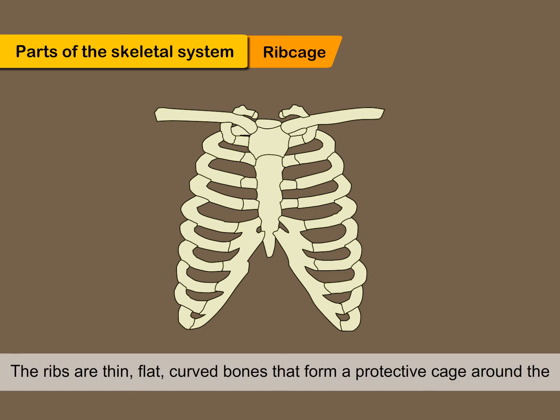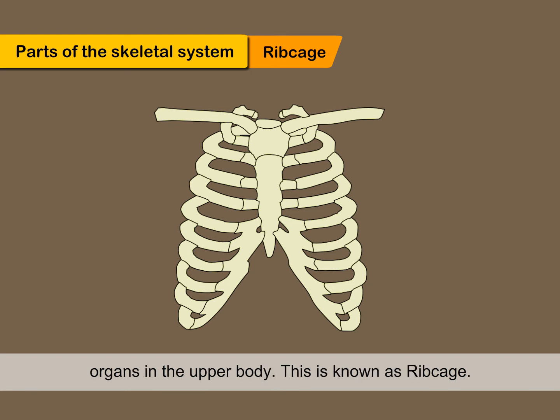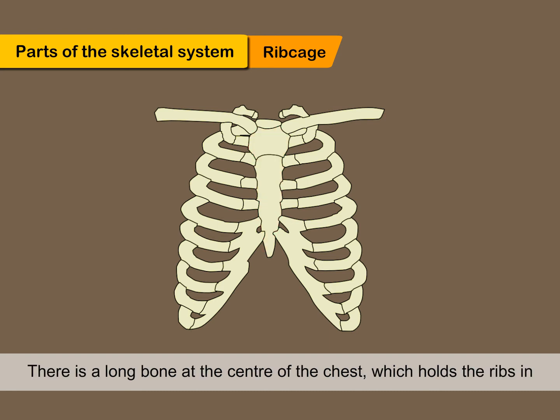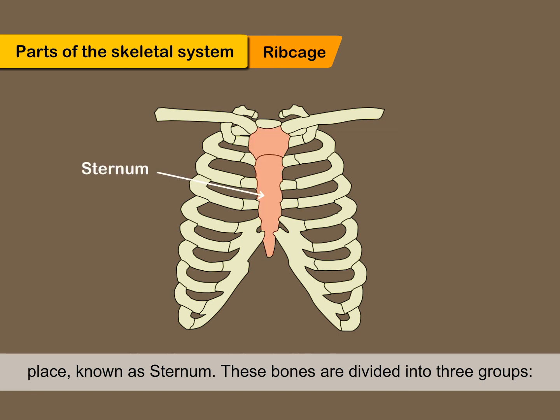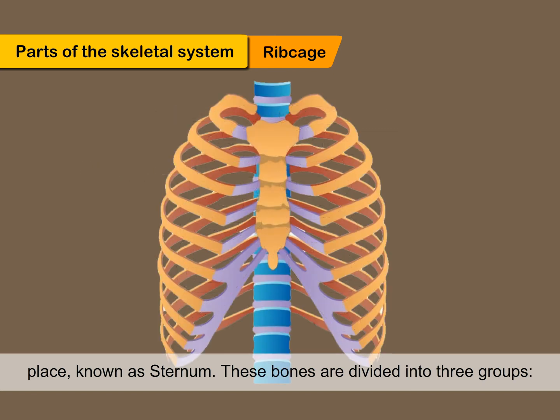Ribcage. The ribs are thin, flat, curved bones that form a protective cage around the organs in the upper body. This is known as ribcage. There are 24 bones arranged in 12 pairs. There is a long bone at the center of the chest, which holds the ribs in place, known as sternum. These bones are divided into 3 groups.